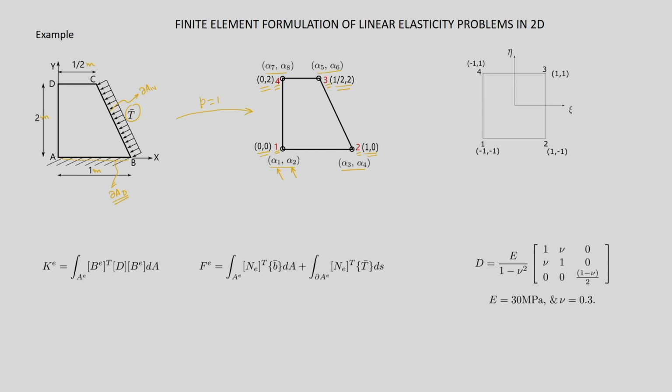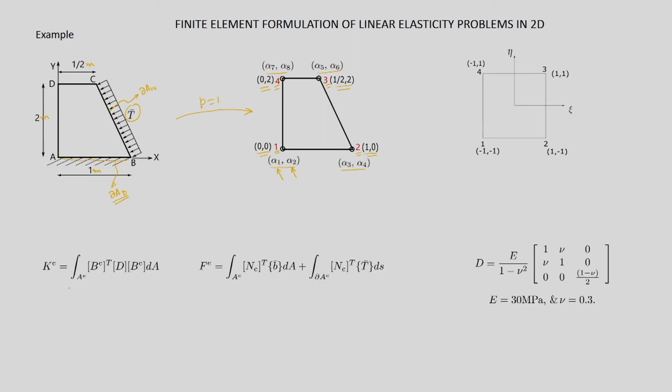Now, once we have discretized the domain with one element, the next step is to calculate the element stiffness matrix and the element force vector. In this case we have one element, so the element stiffness matrix and element force vector are the same as the global stiffness matrix and the global force vector. So, here I have written the expression for the element stiffness matrix and the element force vector that we need to calculate for this particular element.